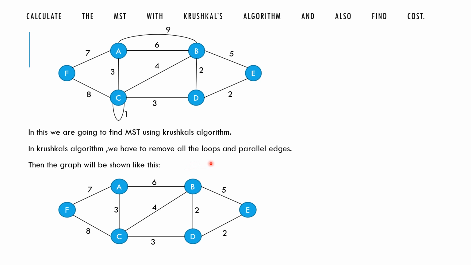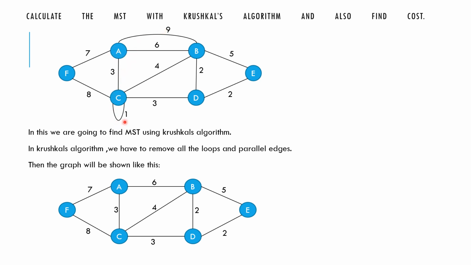At first, what are parallel edges? Parallel edges means, from vertices A to B, we have two edges, 6 and 9. This is called parallel edges. We have to remove these parallel edges. Between 9 and 6, 9 is the maximum weight, so we have to remove the maximum weight.